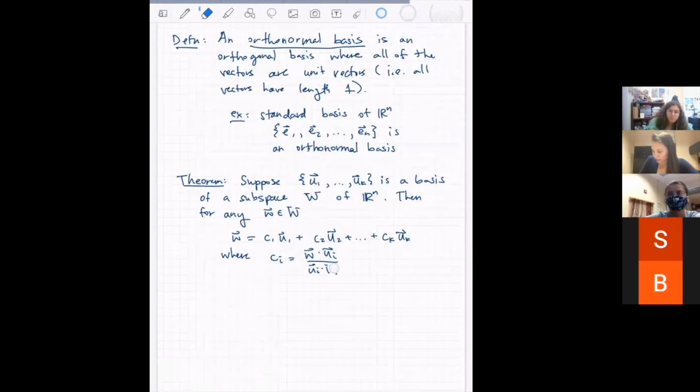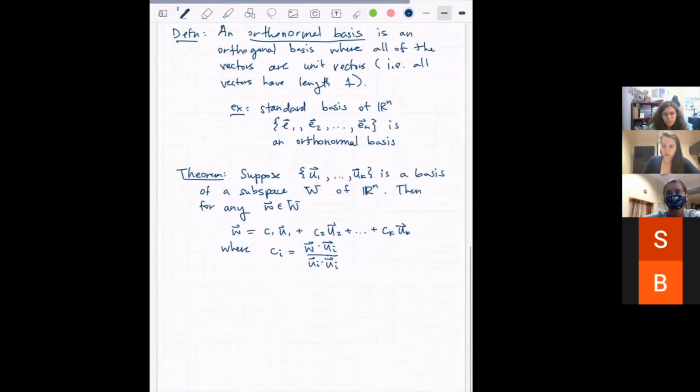This looks just like what we just saw with the projection. This is the length of the projection of W onto UI. These are not exactly the projections onto each of these, because we didn't have an orthonormal basis, so we didn't have length 1 for each of these vectors, but it is something close to that. So, similar idea.